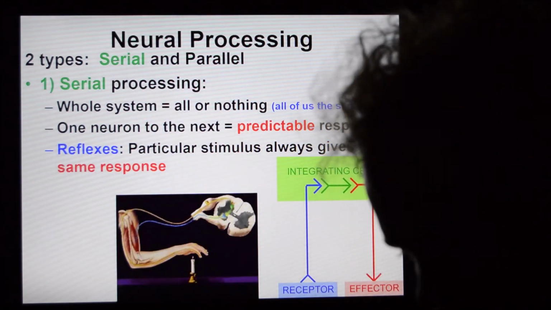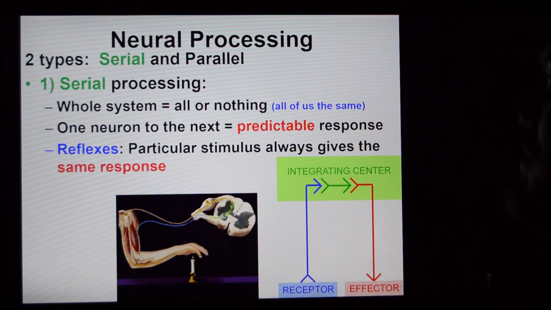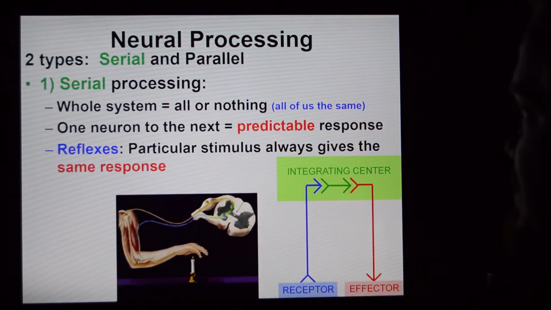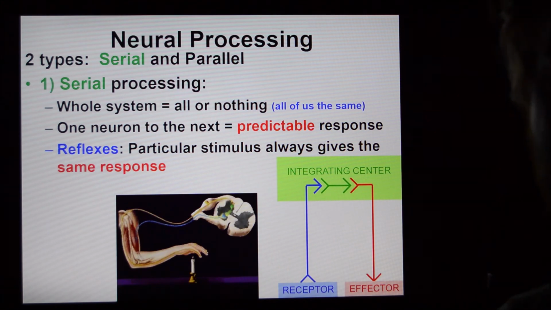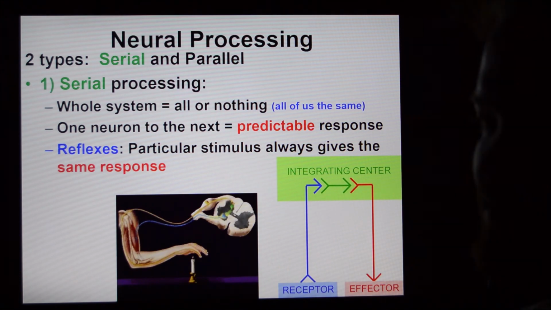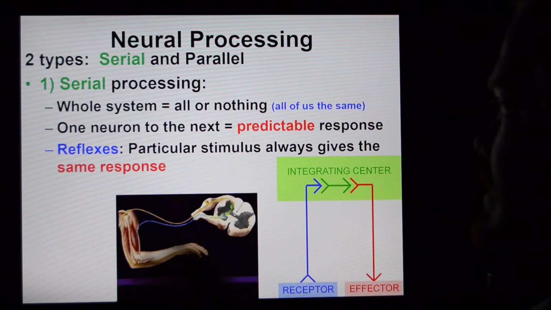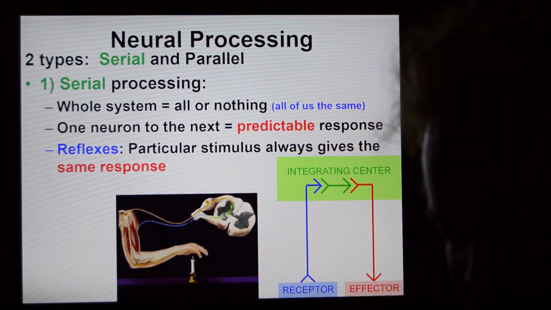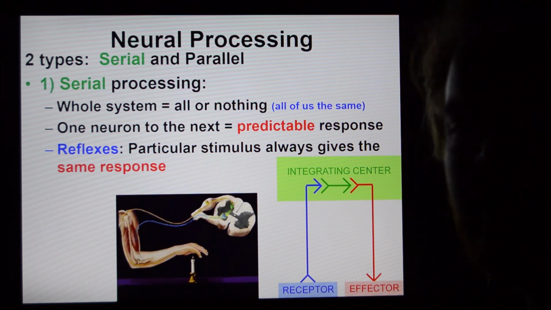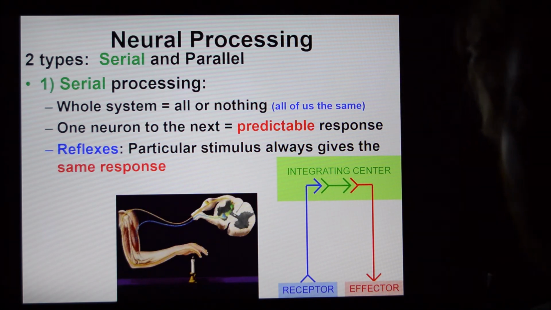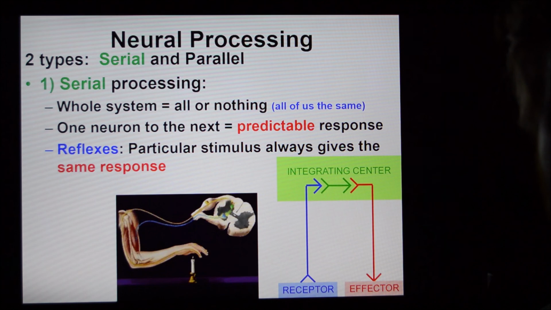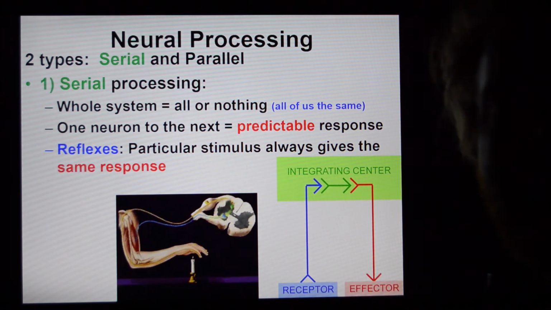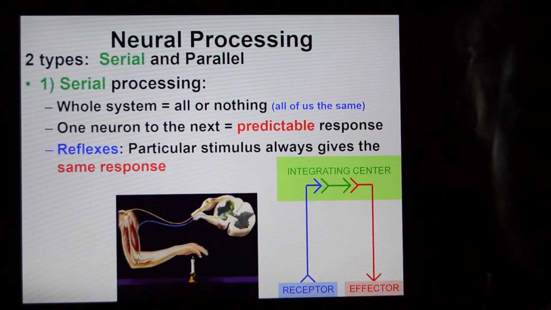Alright, parting comments. Neural processing. Two forms. There are serial processing and there is what we call parallel processing. Now, serial means direct, basically. One thing leads to another thing, leads to another thing, leads to another thing. They are in serial order. What this basically indicates is that in a serially processed event, all of you, everyone listening, would have the exact same response to a given stimulus.